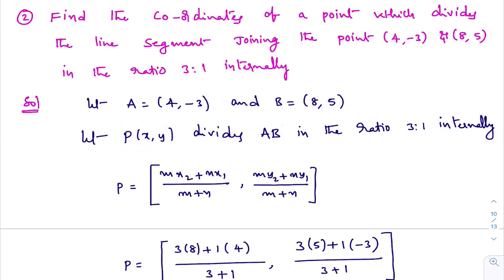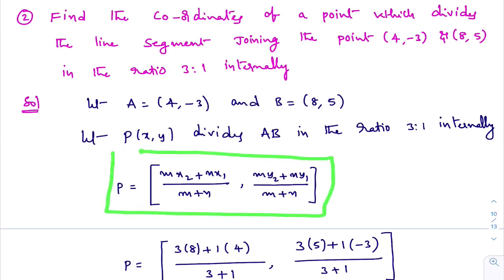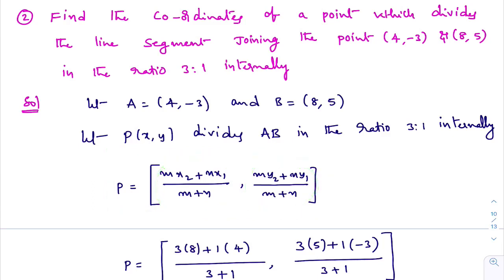To calculate the coordinates of point P which divides AB in the ratio m:n internally, we know the formula from the section formula. P equals (m x2 plus n x1) divided by (m plus n) comma (m y2 plus n y1) divided by (m plus n). In this formula you can see x1, y1 is there. So this point I'll take as x1, y1. Here x1 is 4, y1 is minus 3. In this you can see x2, y2. What is x2, y2? x2 is 8, y2 is 5. I'll take this point as x2, y2.